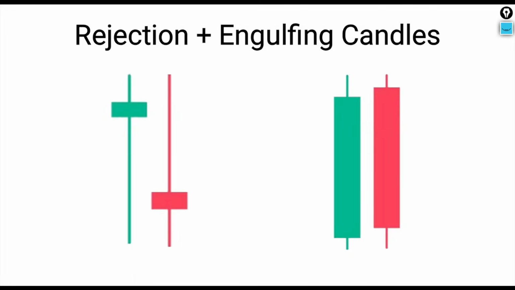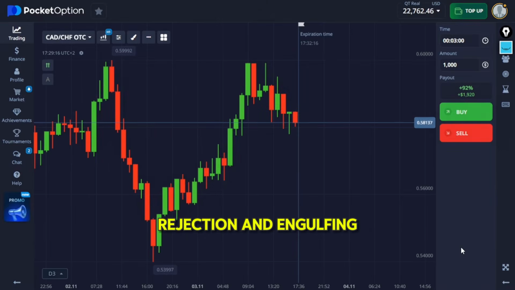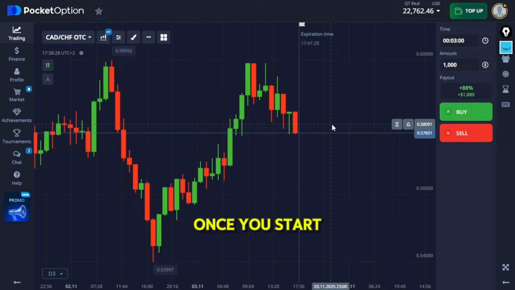So, we've just done a full deep dive into rejection and engulfing candles. You guys now know what these candles are, how to identify them, and what they signify. After covering the ins and outs, we now understand the importance of each candle and why it is crucial to start implementing them in your trading. The implementation of rejection and engulfing candles will take your trading to the next level. Once you start noticing and understanding the power of rejection and engulfing candles, it will be a complete game changer.